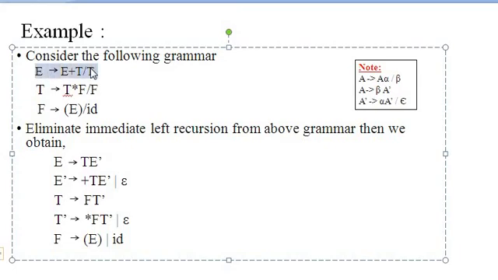So for this grammar, E gives T E dash, beta A dash. This one is your beta, and here the non-terminal is E, so E dash. So your first statement is E gives T E dash. Next, E dash gives alpha. In this case, alpha is plus T, so plus T E dash, or epsilon.